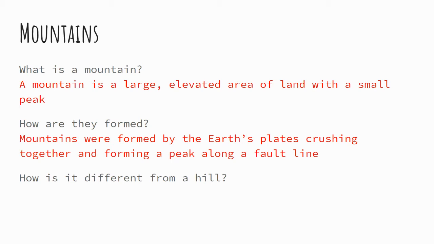And when two of those plates come together, they push up against each other. If you get two pieces of paper on a table in front of you and you push them together, you'll see either one goes on top of the other or they both push each other upwards. And when they both push each other upwards, that is how a mountainous range, or a range of mountains, is formed. So mountains often exist along the lines between two of the Earth's plates.